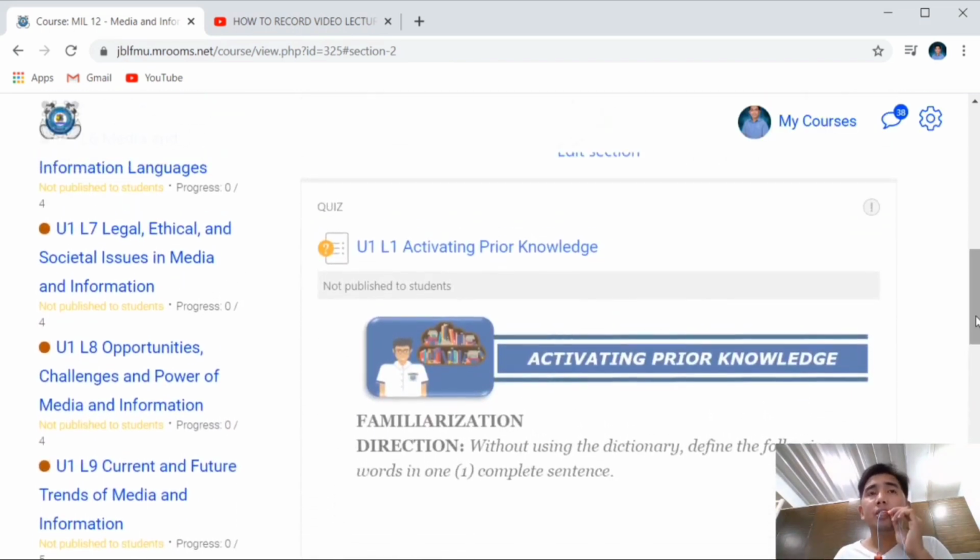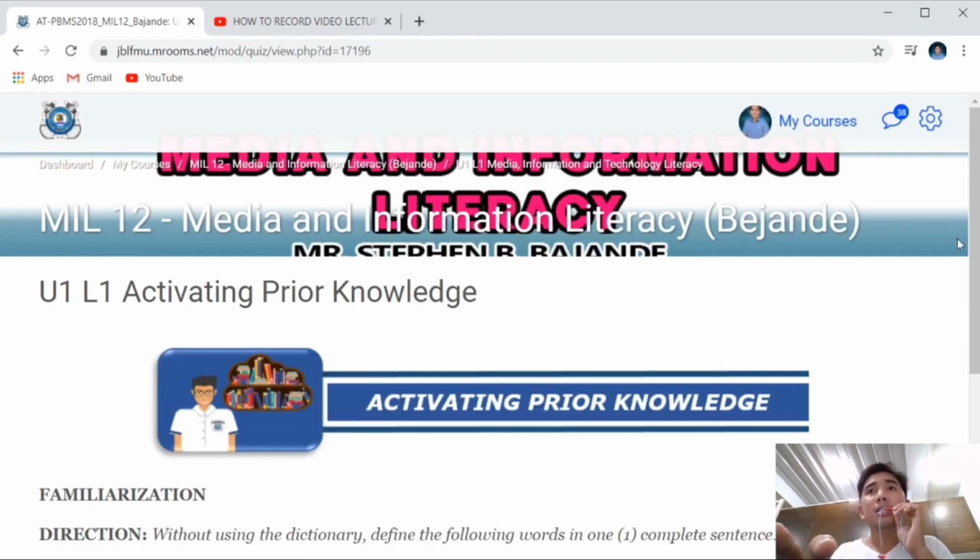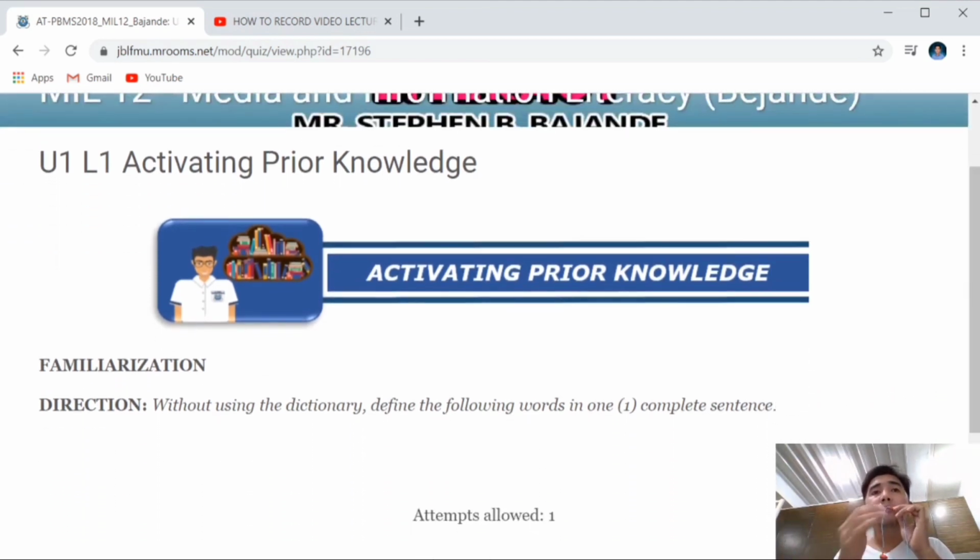Now, let's go first to activating prior knowledge. Let me open it so we know what the instruction is. So, you will only be given one attempt. Okay? One attempt only. Then, what are you going to do? Because, as I've said, this is just an introduction to our lesson. The warm-up activity is just to give you an idea of the things to expect for this lesson.